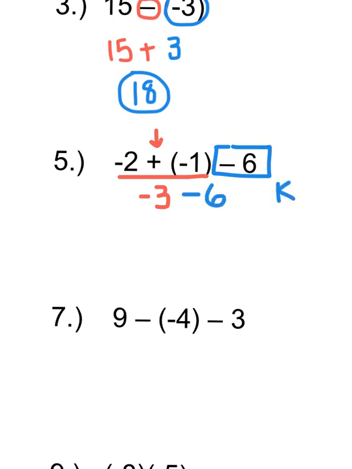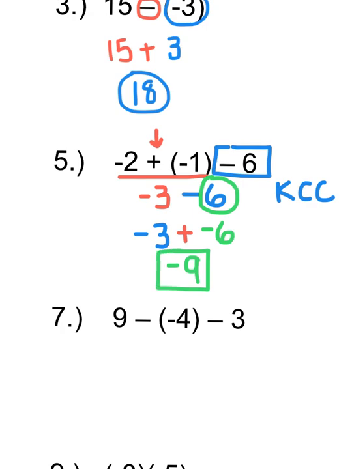Now this part, we have a keep, change, change. We'll keep the 3 the way it is. We'll change it to an addition sign. And finally, we'll look at the number and we'll change it to its opposite. The opposite of 6 is -6. Now that it's an addition problem, we look and say to ourselves, are the signs the same or different? The signs are the same, so we add 9 and keep the sign, so it will be -9. Try a few on your own. Pause the video at this point.